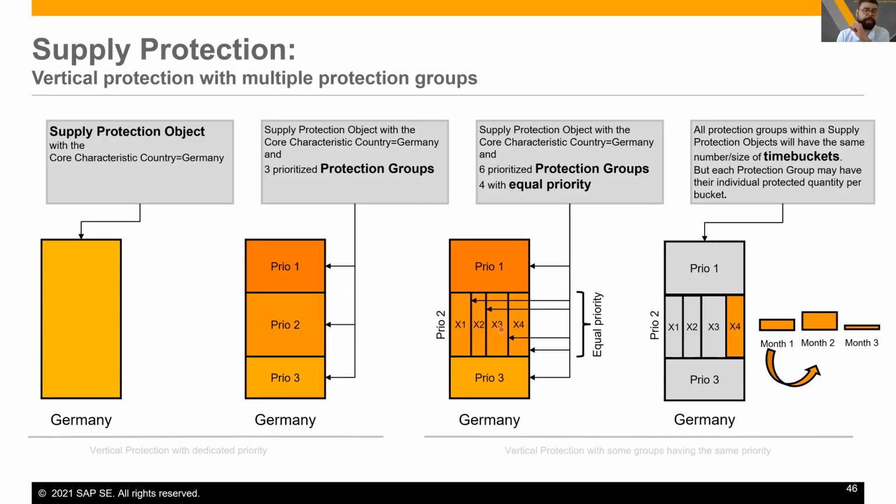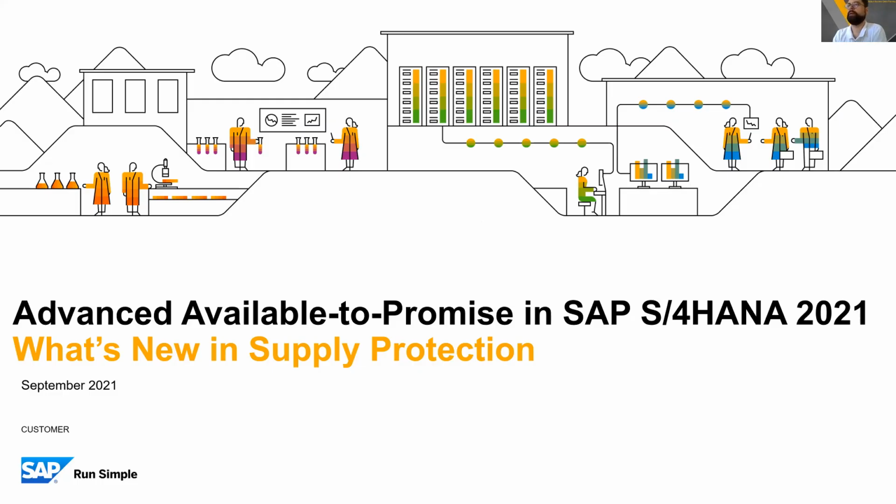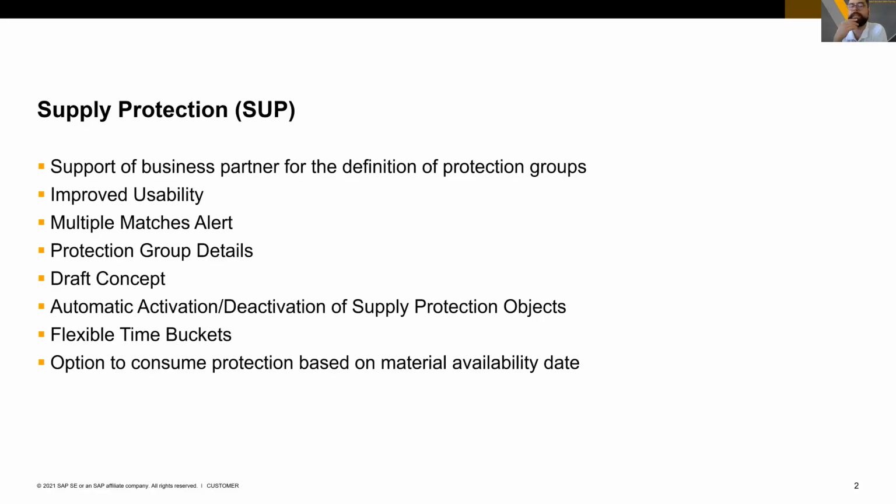So you can have a very sophisticated control over which of your stock or future supply should be reserved for certain customer groups. This is what supply protection is all about. And I will now go to the deltas to last year. This is what was new in supply protection. We have quite a list of different topics, and I will go through them one by one.